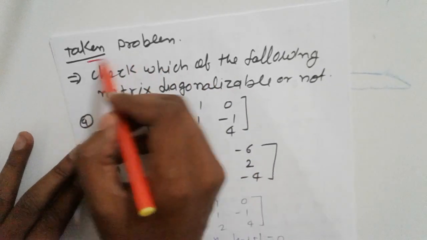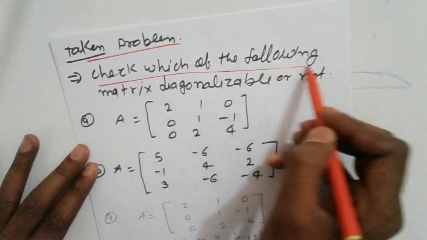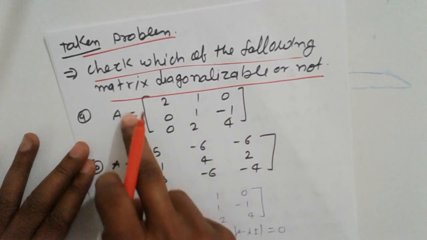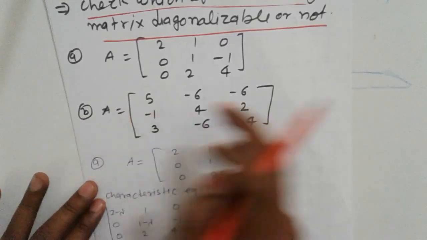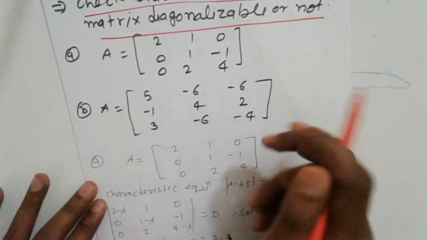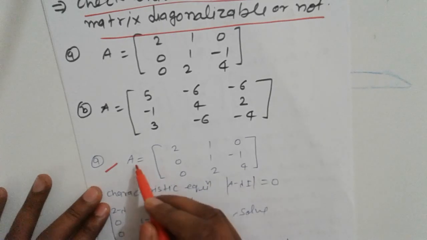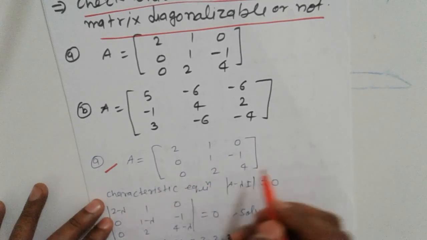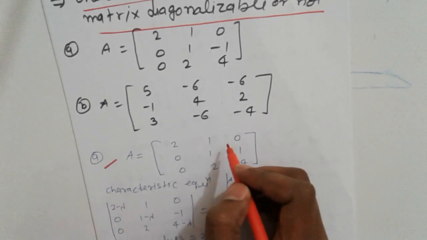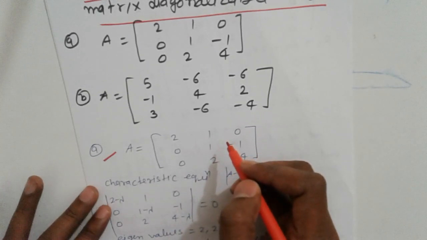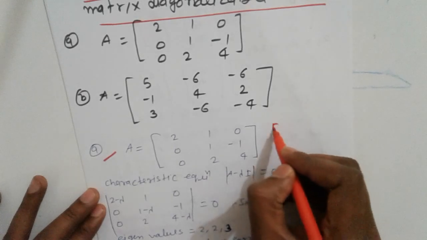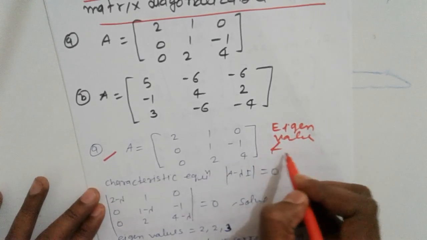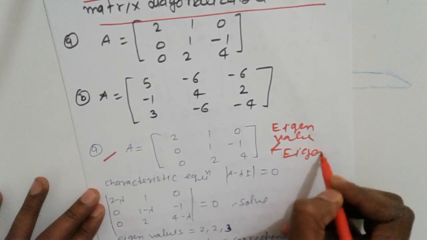Now some problems: check which of the following matrices are diagonalizable or not. Two matrices are given; we go through them one by one. Matrix A is equal to 2 1 0, 0 1 minus 1, 1. Can you see? The first work is to find the eigenvalues and eigenvectors.